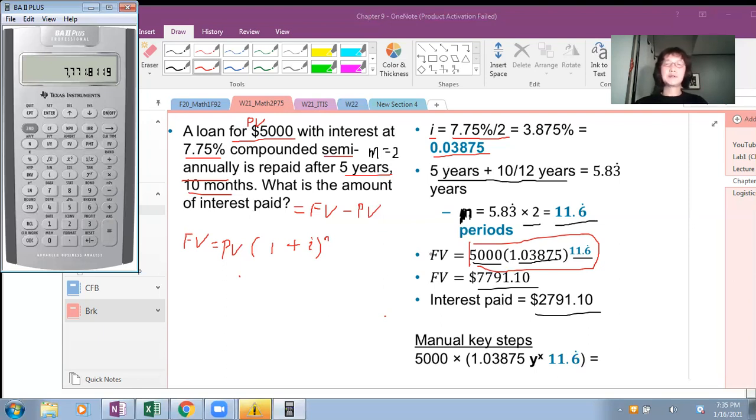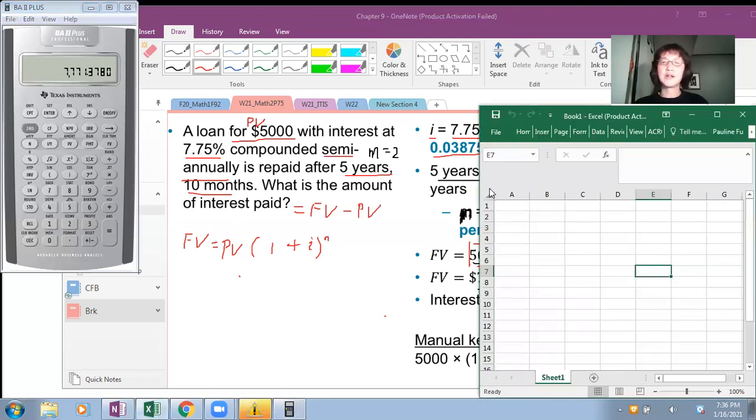So you get this number. It is not the same as this number. I'll double check on the second page. So 5,000 times bracket 1.03875, raised to the power using y^x, then 11.6, closing bracket, equal. It still didn't get this number. So I'm going to use Excel to verify what happened here.